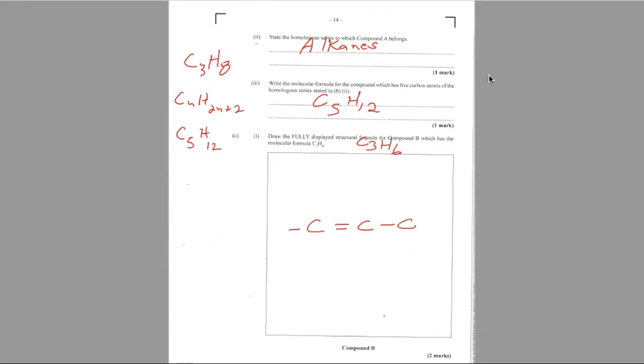So each carbon again must be taking part in 4 bonds. All right, so let's just adorn our carbons with the hydrogens, C3H6. And just like that, we would have amassed some more marks. Part 2, state the homologous series to which compound B belongs. And compound B that we just drew had the molecular formula C3H6. So we know that this is from the alkene series.